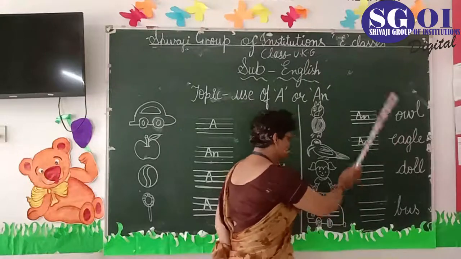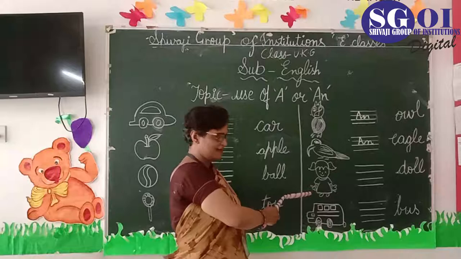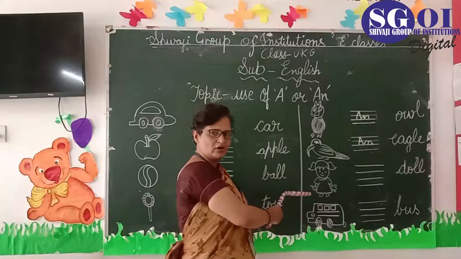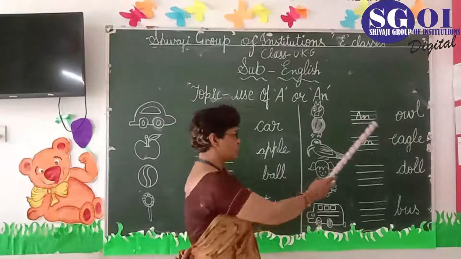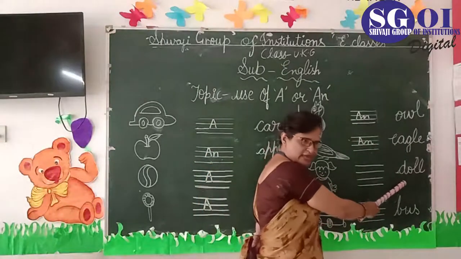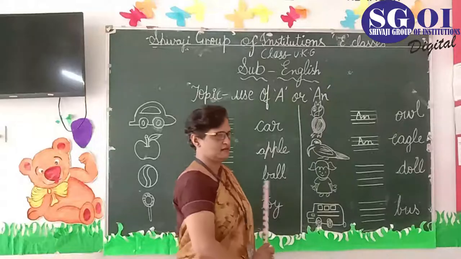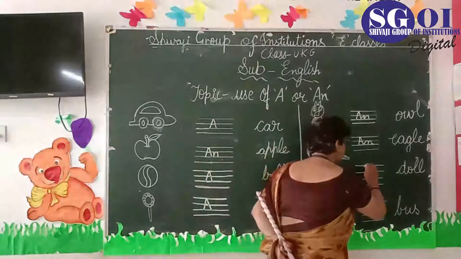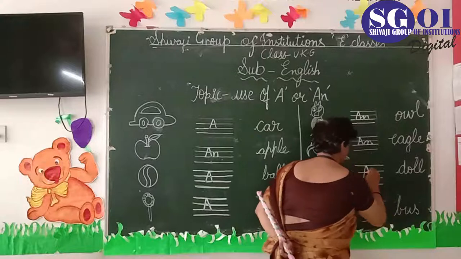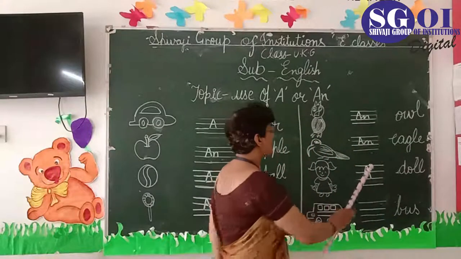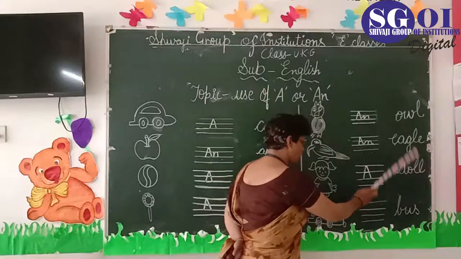This is a doll. You all play with doll, okay? Girls, you all like to play with doll, na? This is doll. So doll begins with a consonant. So what we will write here? We will write here A. A doll. A doll.